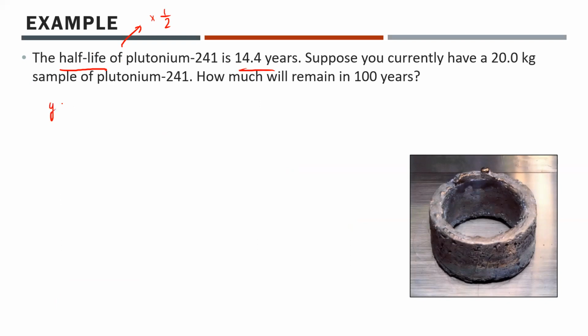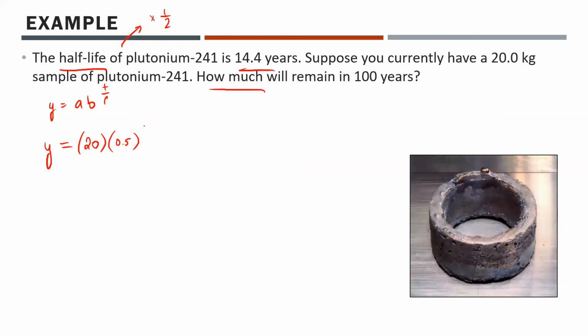Let's set this up. y equals a times b to the power of t over p. That's our formula. We want to find how much will remain. That's going to be our y. Equals, figure out how much you were starting with. That's your a value. You currently have 20.0 kilograms, so I'm just going to say 20. The half-life, that means we're multiplying by half each time, so that's going to be our b value. I like using 0.5. You can use literally 1/2, but I prefer the decimal. It's just a matter of preference.